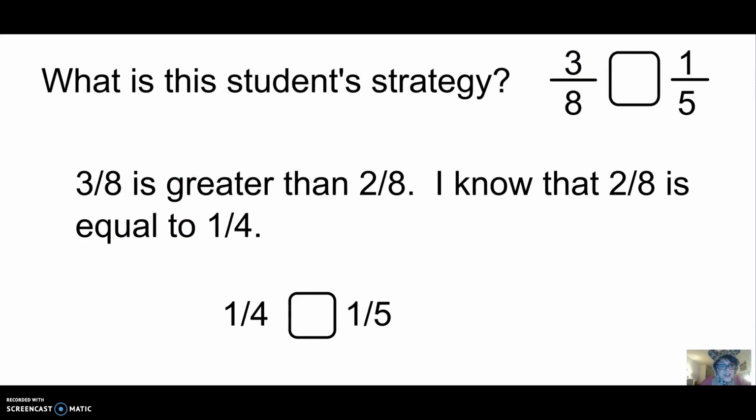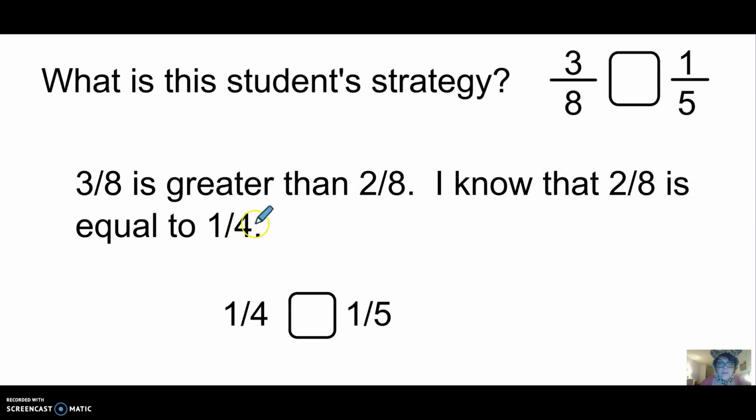Here's another student strategy. Comparing 3/8 to 1/5, this student is thinking about benchmark fractions, fractions that they know. So this student knows that 3/8 is going to be greater than 2/8. Our denominators are the same, so if I have 3 of them, it's going to be larger than if I have 2 of them. All right, so what's equivalent to 2/8? If I look at my fraction circles, if I look at my number line, I can see that 2/8 is equal to 1/4.